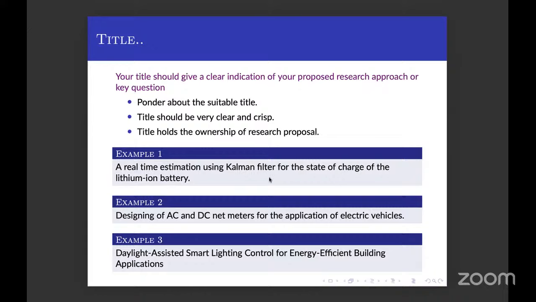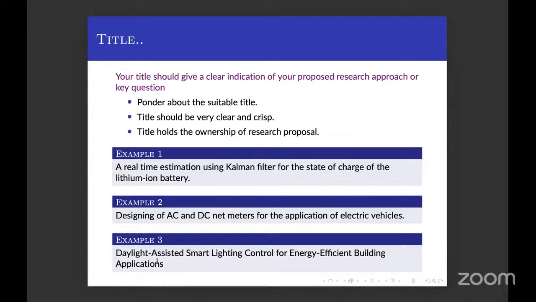This is a new technique or old technique, you can say that. And for what? I am estimating the lithium-ion battery state of charge, and I'm going to use the Kalman filter. So I think it is very clear what I intend to do. Second example, designing of AC and DC net meters for the application of electric vehicles. So very simple, nothing to be taken very seriously about the title, but the title is giving a lot of very clear things.